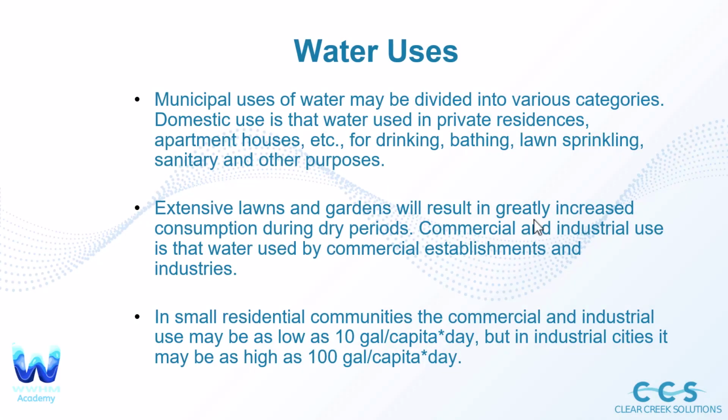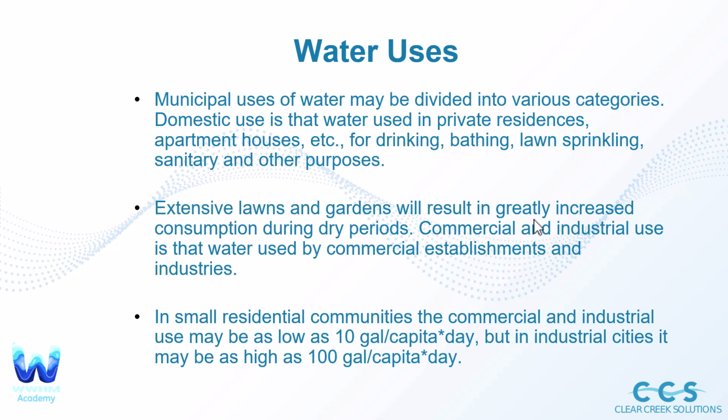Municipal uses of water may be divided into various categories. Domestic use is that water used in private residences, apartment houses, etc. for drinking, bathing, lawn sprinkling, sanitary, and other purposes. Extensive lawns and gardens will result in greatly increased consumption during the dry periods.